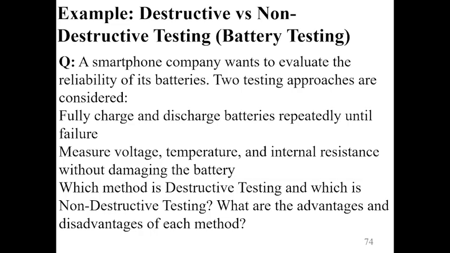The question is that a smartphone company wants to evaluate the reliability of its batteries. Two testing approaches are considered: fully charged and discharged batteries repeatedly until failures. And measure the voltage, temperature, and the internal resistance without damaging the battery. Which method is destructive testing and which is non-destructive testing? And finally, what are the advantages and disadvantages of each method?